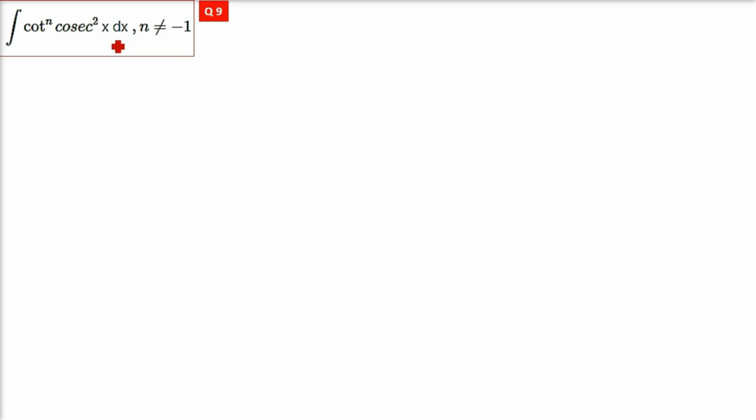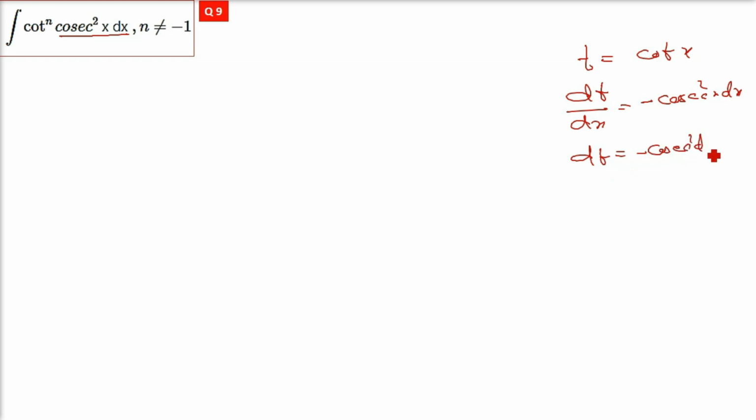It's quite easier than it sounds. Cosec square x dx is already there. The differentiation of cot x is negative cosec square x. So if you put t equals cot x, then dt by dx will be negative cosec square x. There will be a negative sign also. So negative dt will be equal to cosec square x dx.